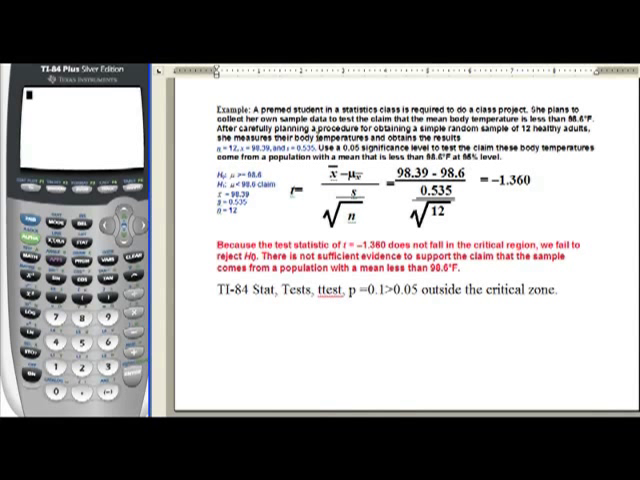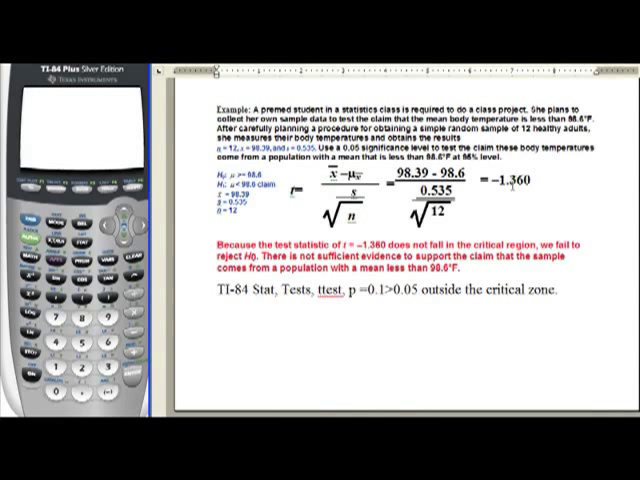She goes and measures body temperatures and obtains this data from 12 people, n equals 12. The sample mean is 98.39 and the standard deviation 0.535. Now this is sample standard deviation because I do not know the population standard deviation. So I need to do this at 95% level. I go calculate T, plug in all these numbers, and I get negative 1.36.